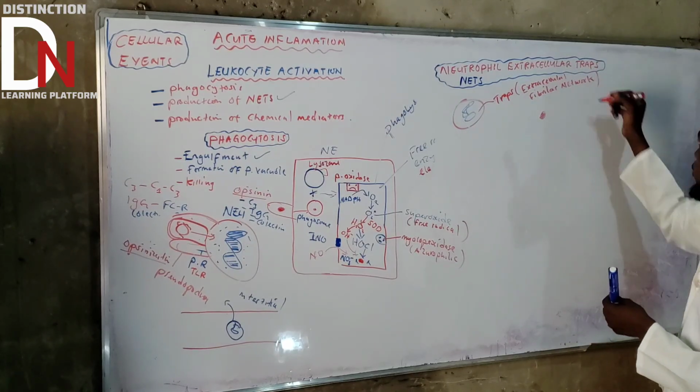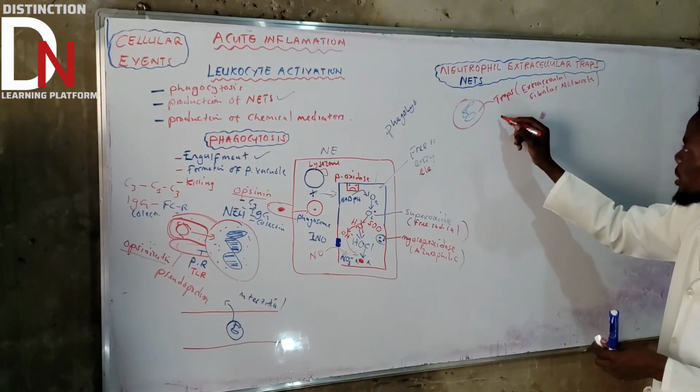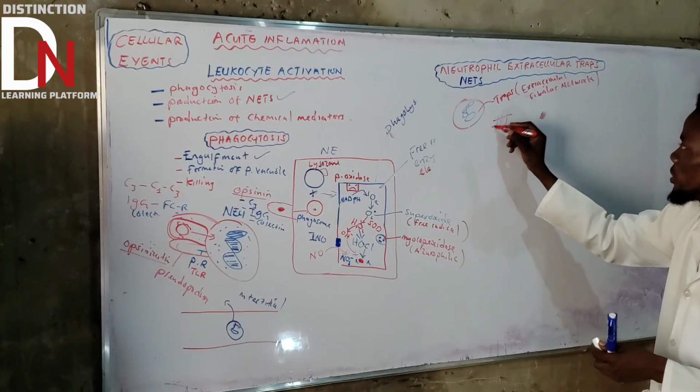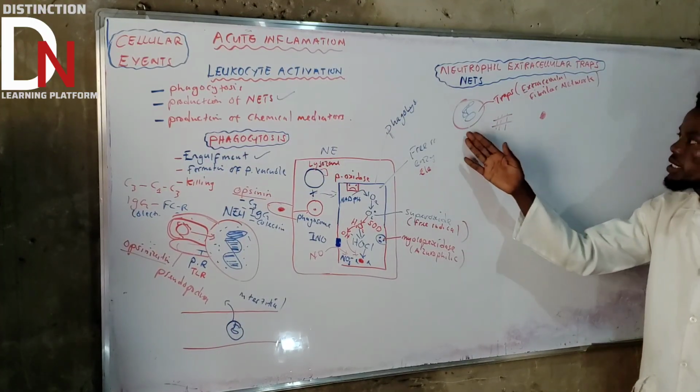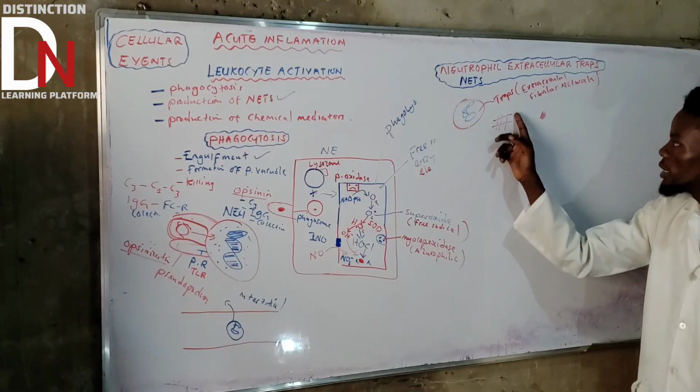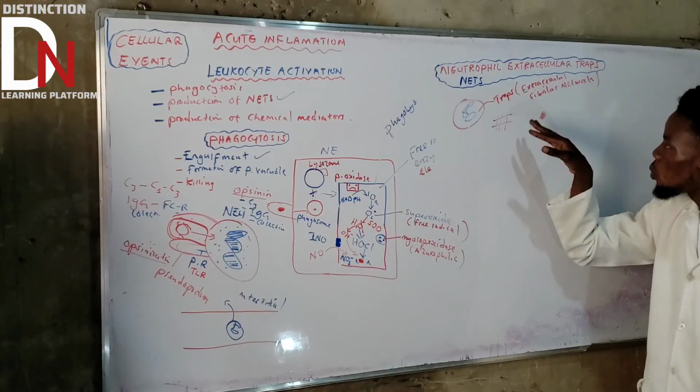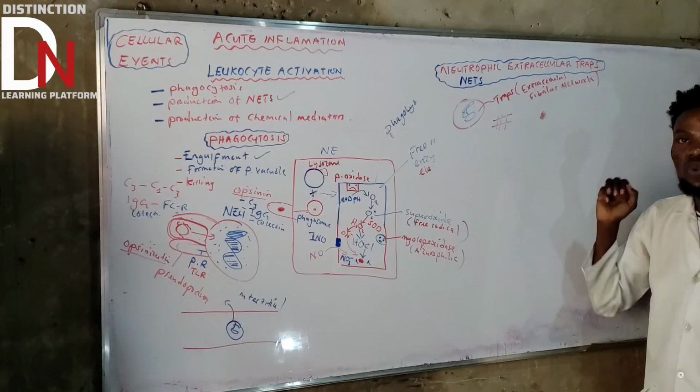So these are the things that they are going to produce. They look like this, okay? These traps look like that. They are going to produce that by sacrificing themselves. So these traps, you need to understand what can be found inside them.